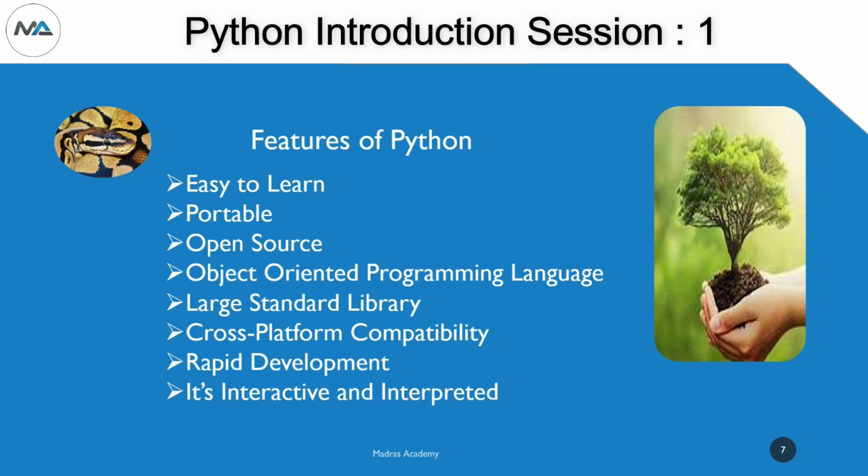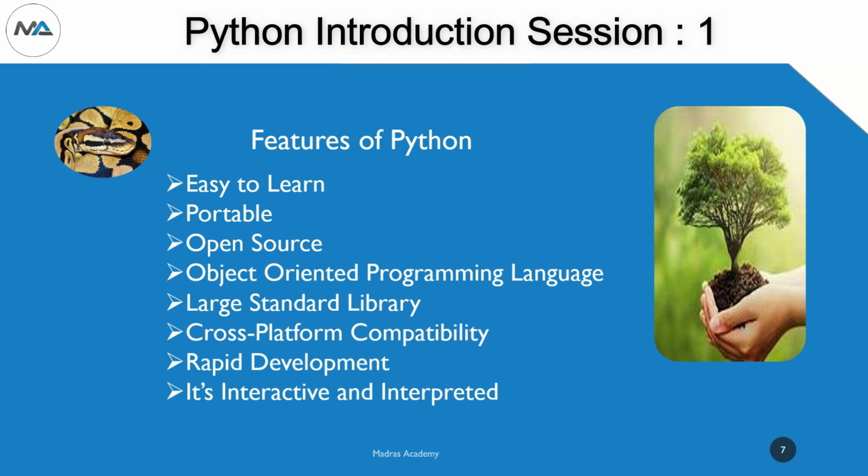Okay, and features of Python. So what are the features? So here, easy to learn. Okay, it is portable and it is open source. It supports object oriented programming, and as well as we have large standard libraries also. Okay, lots of library files are there. Okay, we can use all those library files here, and as well as it supports cross platform compatibility, and as well as it is rapid development, fast development, and it is also called interactive and interpreted. Okay, and these are all the features, and what is this interactive and interpreted?